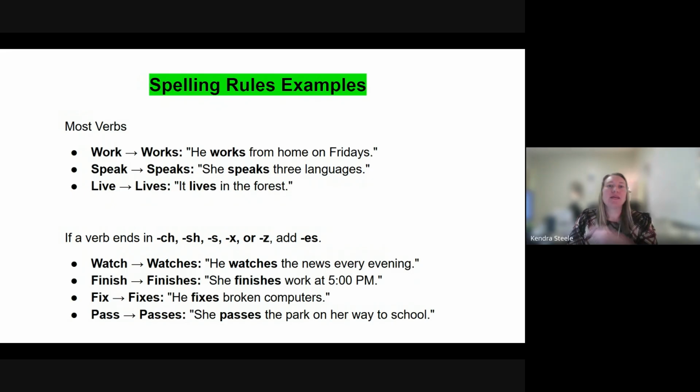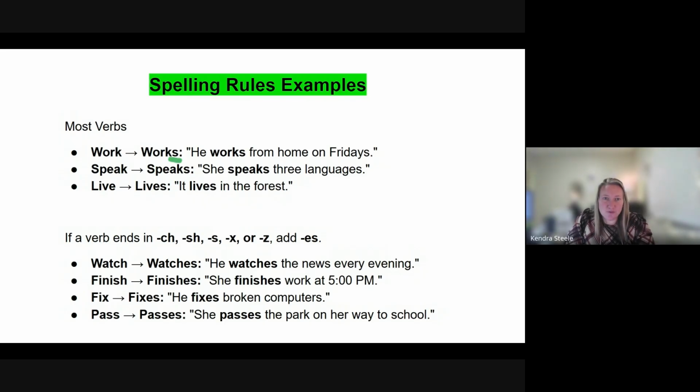So most verbs add S. Work becomes works. He works from home on Fridays. Speak becomes speaks. She speaks 3 languages. And live becomes lives. It lives in the forest. Okay, so that's most verbs adding S.